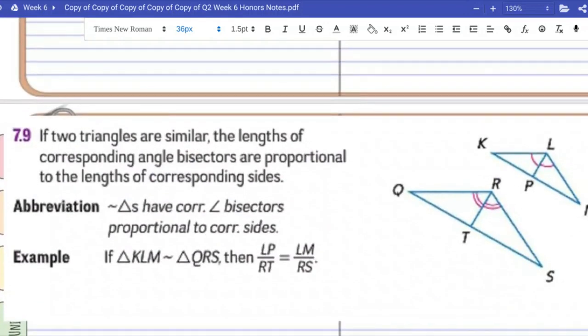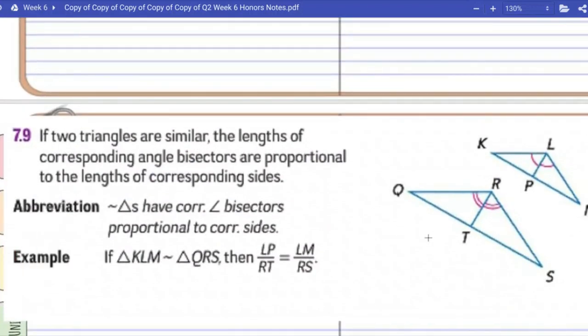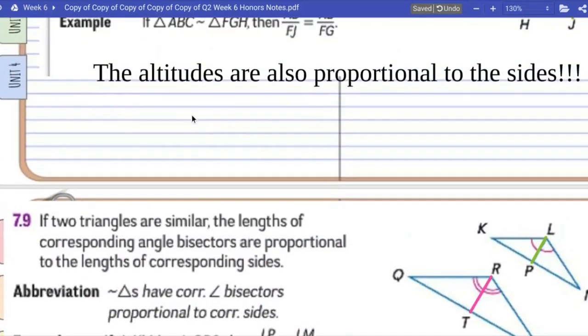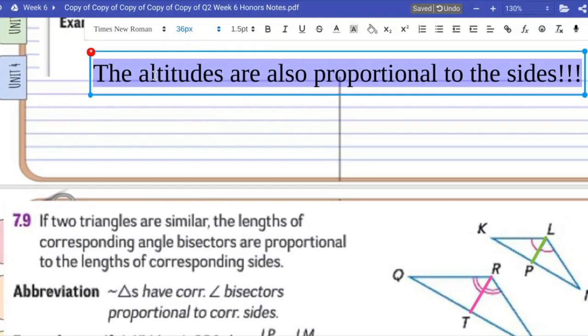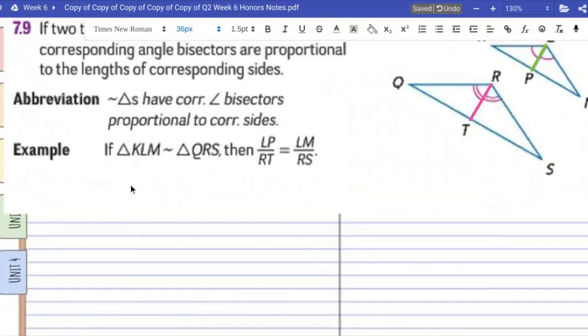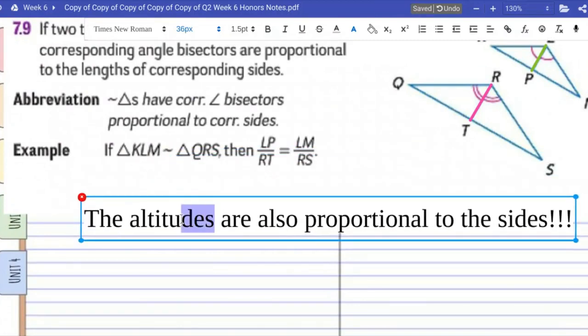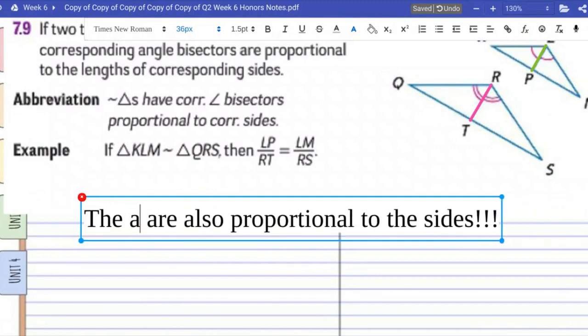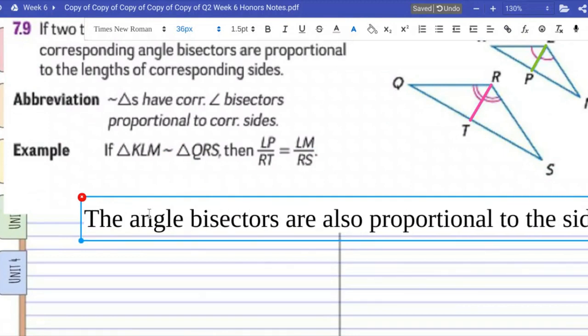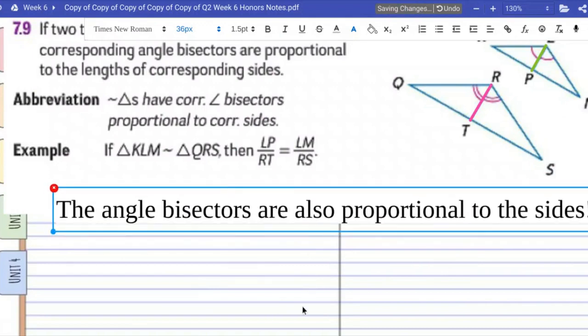Same thing goes if I have two similar triangles and I draw in my angle bisectors. These are angle bisectors right here. If I draw in my angle bisectors, those angle bisectors are going to be proportional to the sides. So let's copy this down here and put it down here. So when you set up your proportions, we can just add now in the angle bisector length.